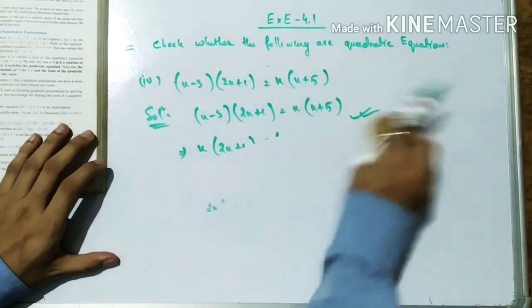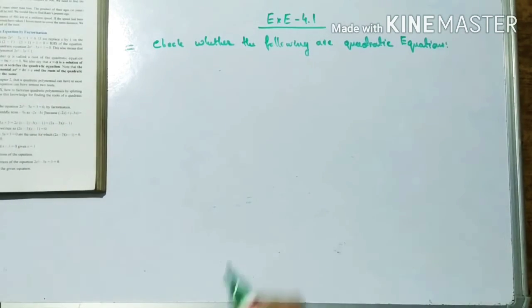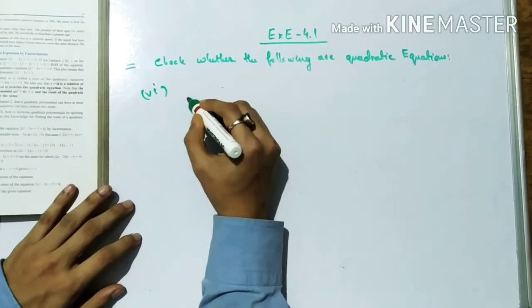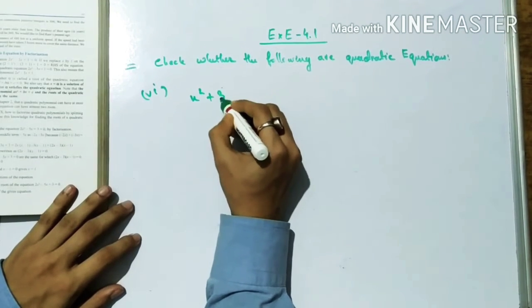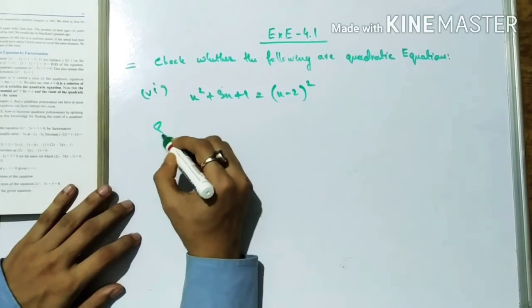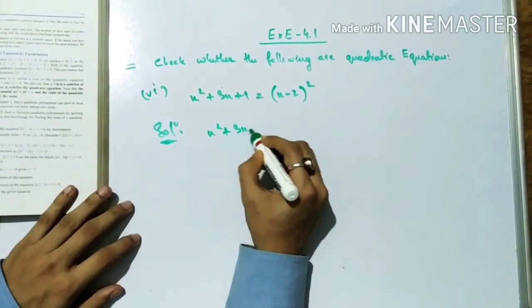Next let's go to question number 6. Whatever sums I have not done here, please try to do by yourself. Question number 6 says x square plus 3x plus 1 is equal to (x minus 2) the whole square. So here I will get x square plus 3x plus 1.